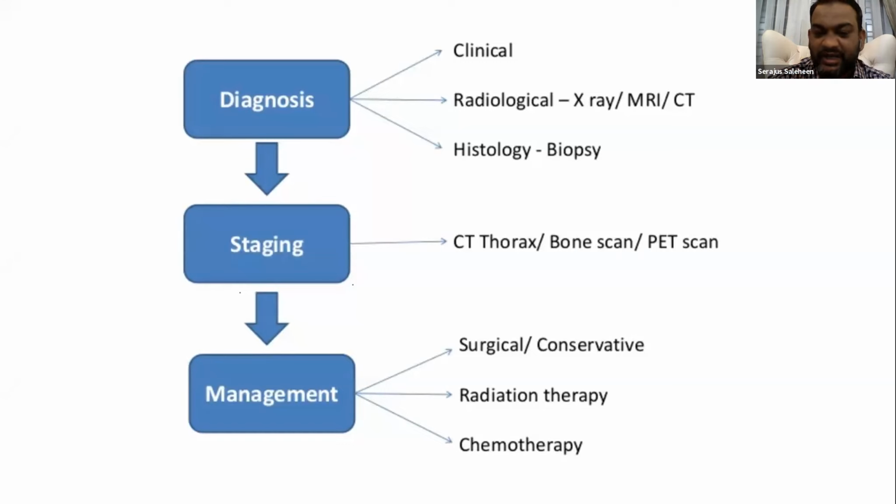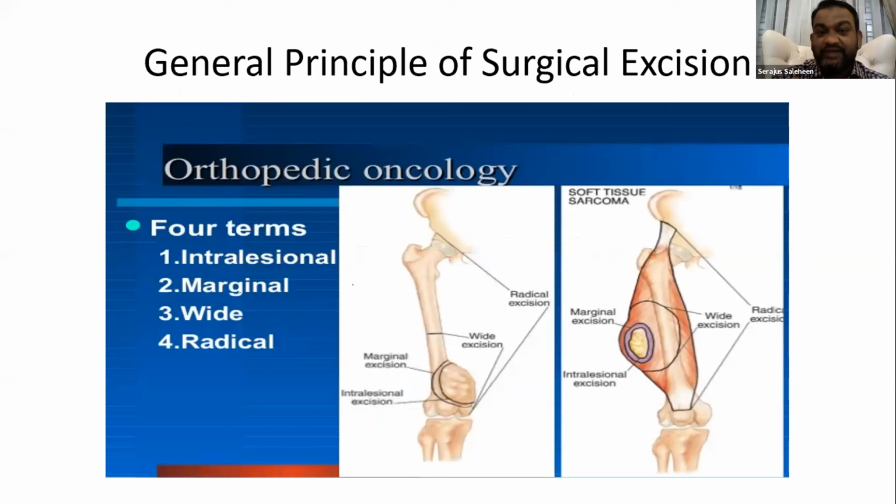And now management. Management may be conservative, may be surgical. Some benign bone tumors may be managed conservatively, and in malignant bone tumor, there is a surgical option. Also, there is radiation therapy and chemotherapy. So this is the principle of surgical excision.